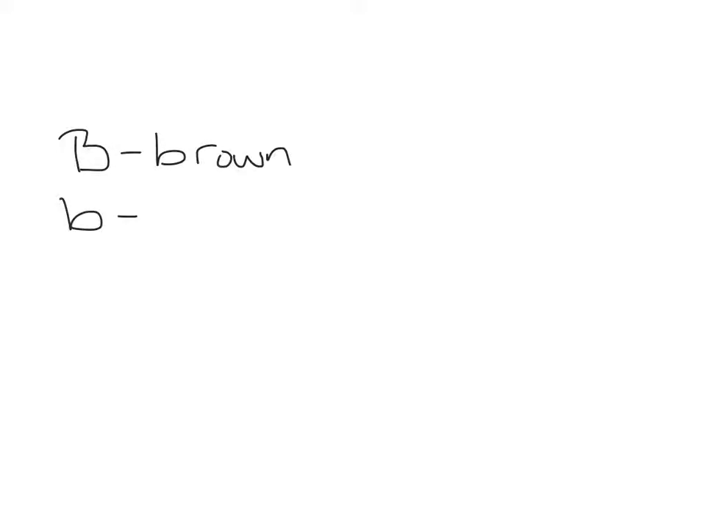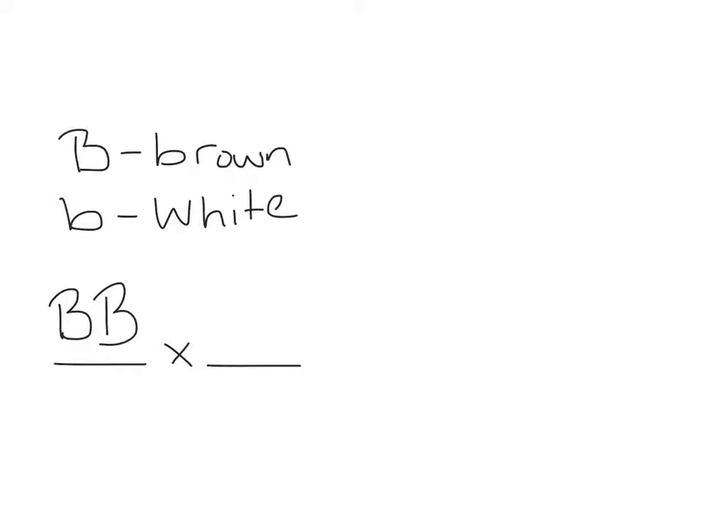White is recessive, so our lowercase b will be the white allele. Okay, so next thing we need to determine is our actual cross. So blank times blank. What are our parents? So an individual with homozygous dominant genotype. So that means that homozygous is two of the same alleles, and we're talking about the dominant allele. So the first parent is big B, big B.